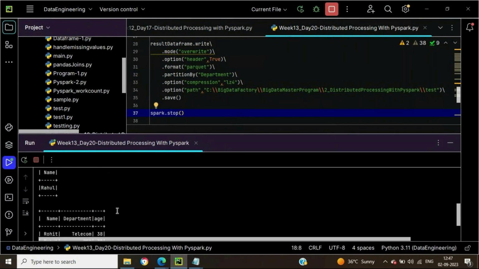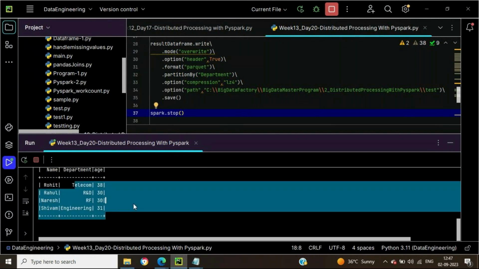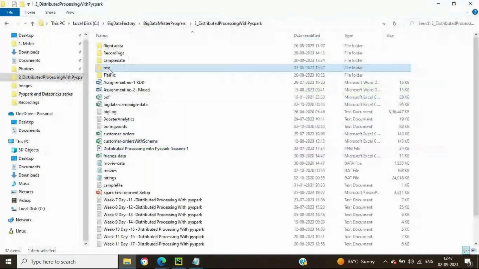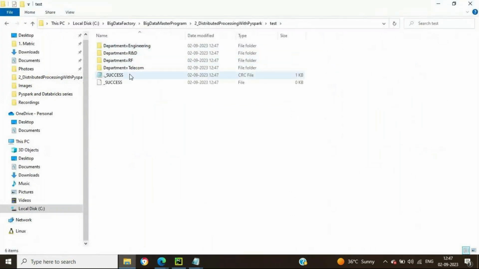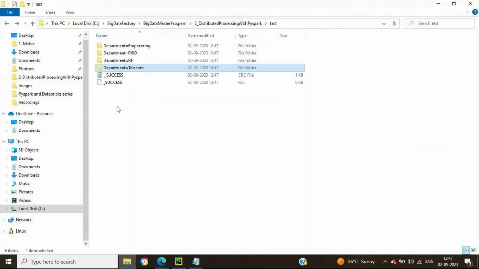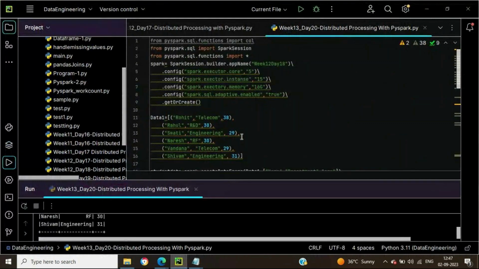So this is with respect to Spark SQL, PySpark data frame. Now the writing is going on, and it has written the outcome, and we have the test folder. We have departments: engineering, R&D, RF, and telecom. So with respect to each and every data partition, we have the outcome. That is the way to do the execution based upon a particular list.